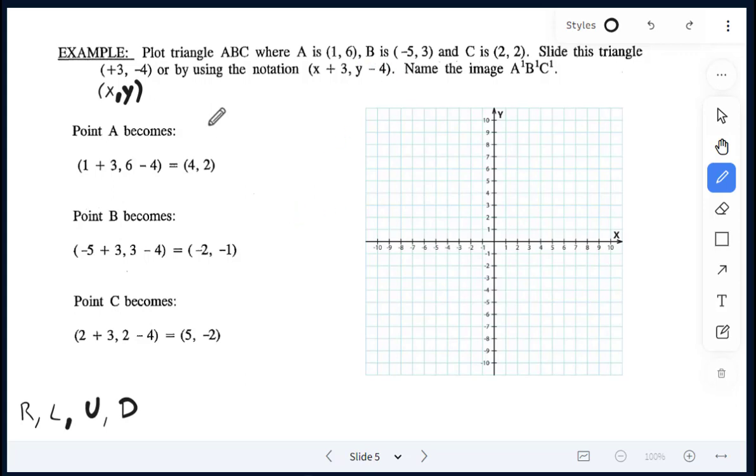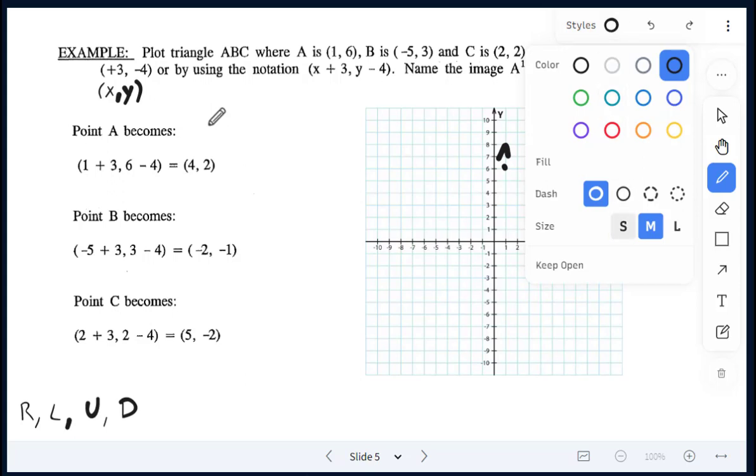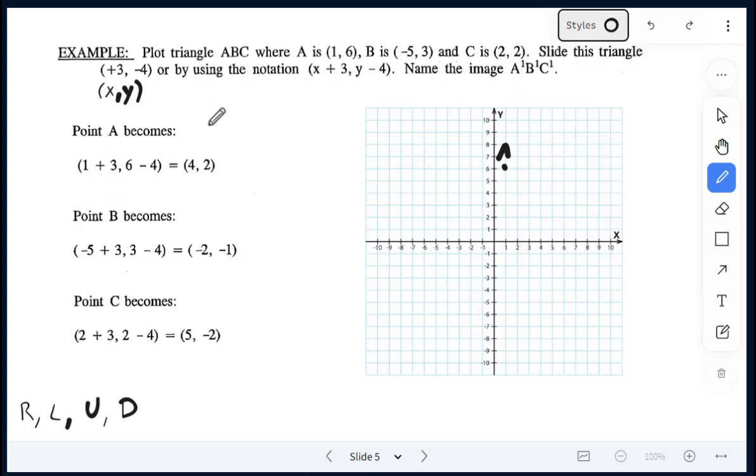So let's look at our point A. Our point A is at 1, 6. So 1, 6, there's point A, and we'll label it A. And then point B is at negative 5, up 3. There it is. And then point C is at 2, 2. There we go. So there are our 3 points, and that makes our triangle. Let me just quickly draw my triangle. So there we have it. There's our triangle ABC. And it tells us we're going to slide this triangle positive 3, minus 4.